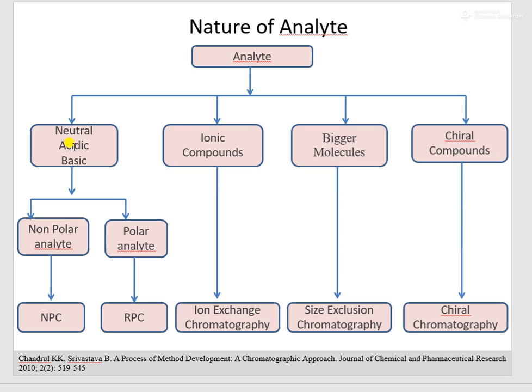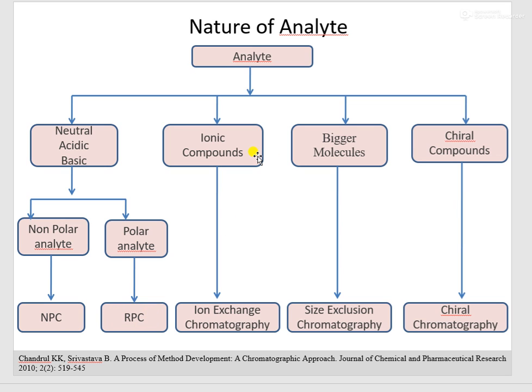In case of neutral, acidic and basic, if the sample is a non-polar analyte, then you have to go for non-polar or normal phase chromatography. NPC is normal phase chromatography. If your sample is polar in nature, you have to go for reverse phase chromatography. A non-polar analyte will be more soluble in non-polar solvent. So normal phase chromatography, where the solvent or mobile phase is non-polar, is what you have to select. While polar analyte will be more soluble in polar mobile phase, and polar mobile phase is used in reverse phase chromatography. So in case of polar analyte, reverse phase chromatography will be the method of choice.